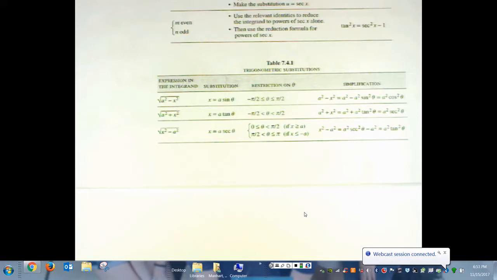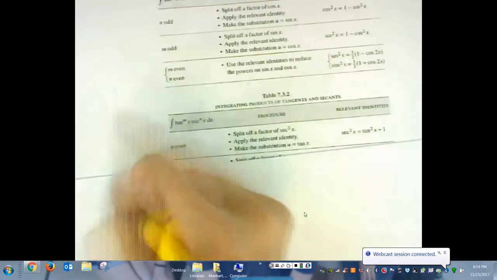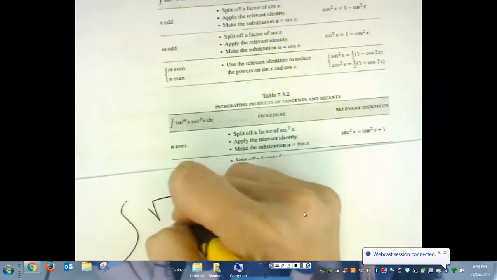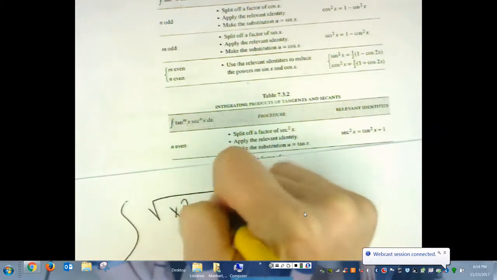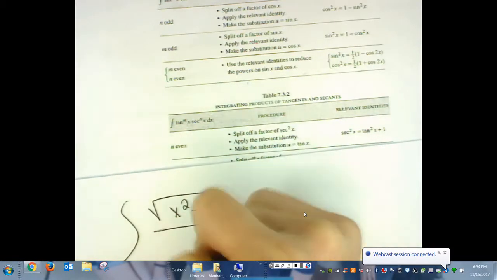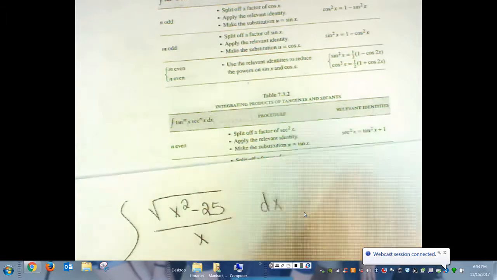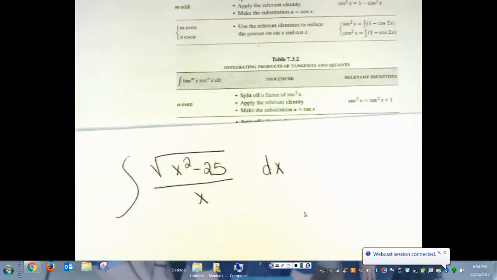I'm going to start off, as a reminder, with something kind of basic. I do believe this is also an example in the handout, but there's nothing wrong with doing an example that's in the handout. They also give the condition that x is greater than or equal to 5. I am not going to denote that condition here.